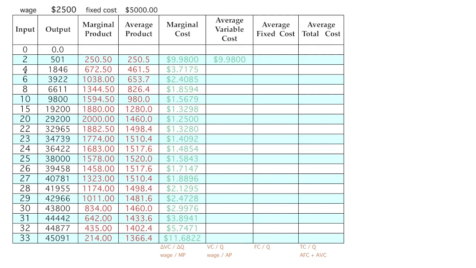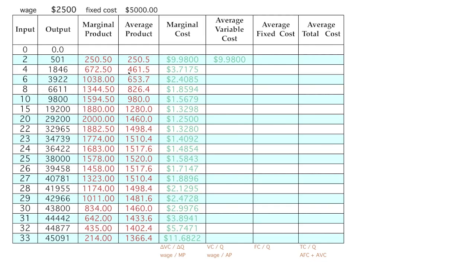The next number: one way to find it would be to take the wage times the 4 workers, which is going to be 10,000 that you're spending all together, variable cost, and you're going to divide that by the output of 1,846. The other way of doing it, again, there's two ways of doing it. Look at the bottom here. You take the wage of 2,500 and you divide it by the average product. If you've already got the average product calculated, do that. But if not, do it the other way.